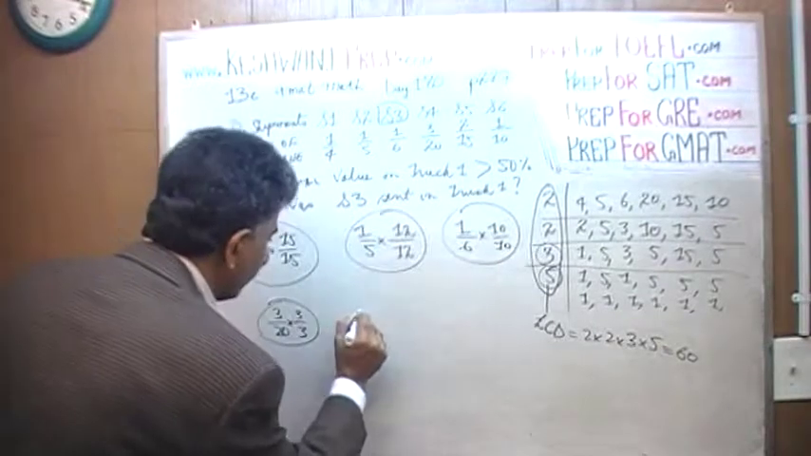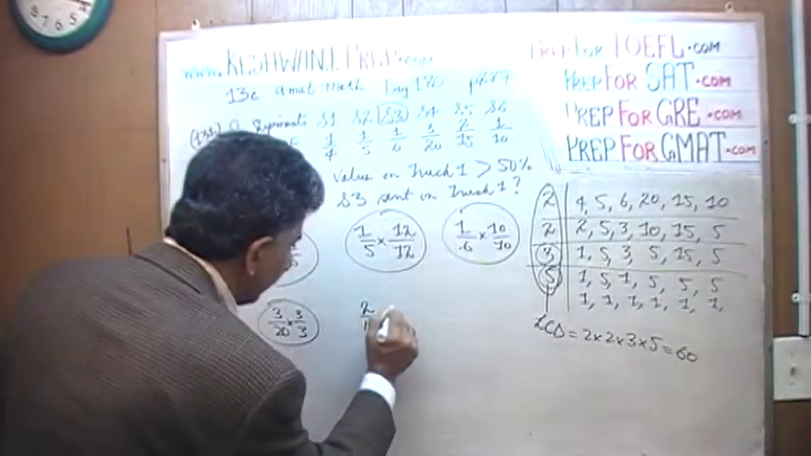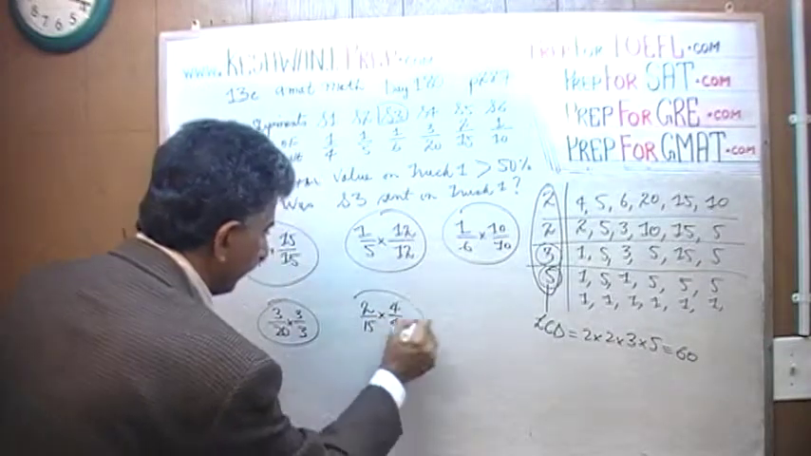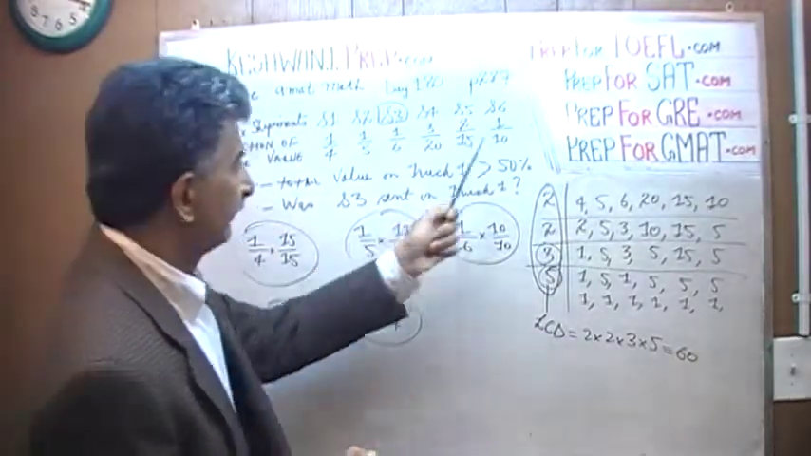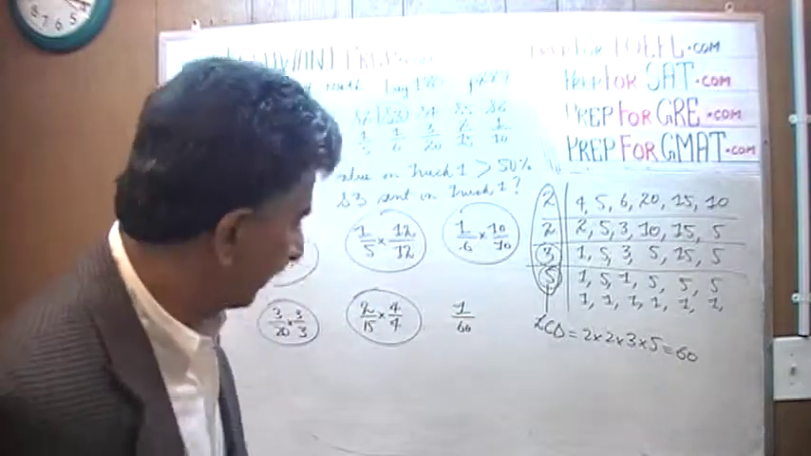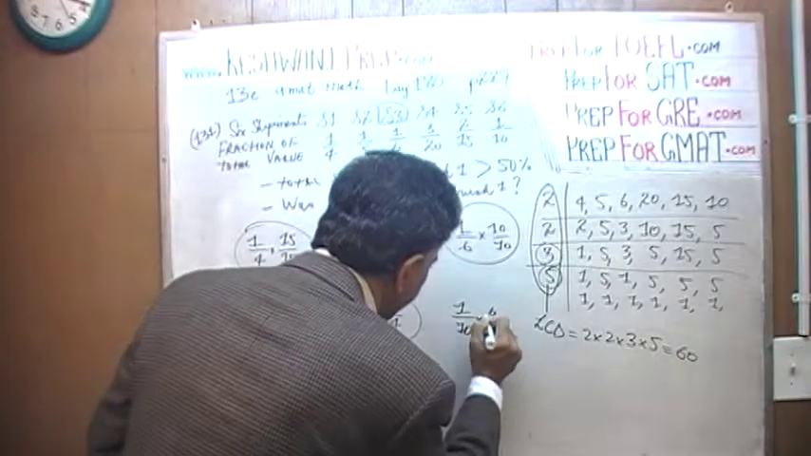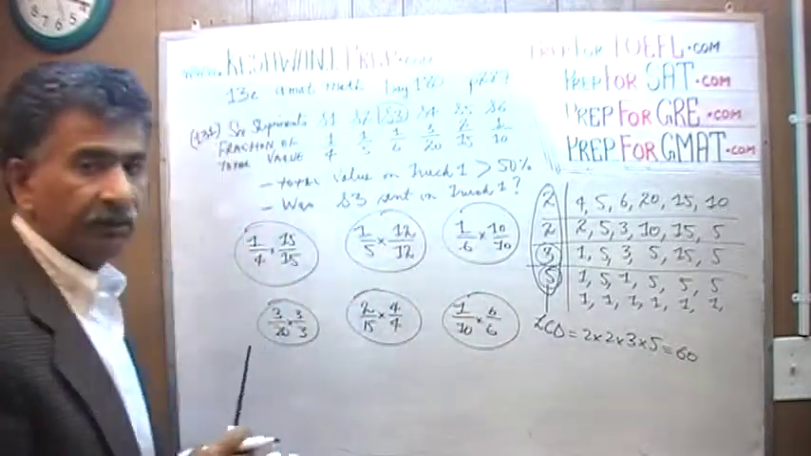Shipment number 5 is 2/15. How do we make 15 into a 60? Multiply top and bottom by 4. That's shipment number 5. Last shipment is 1/10, which is very simple. 1/10, multiply top and bottom by 6. Voila, that's it. Those are our shipments.